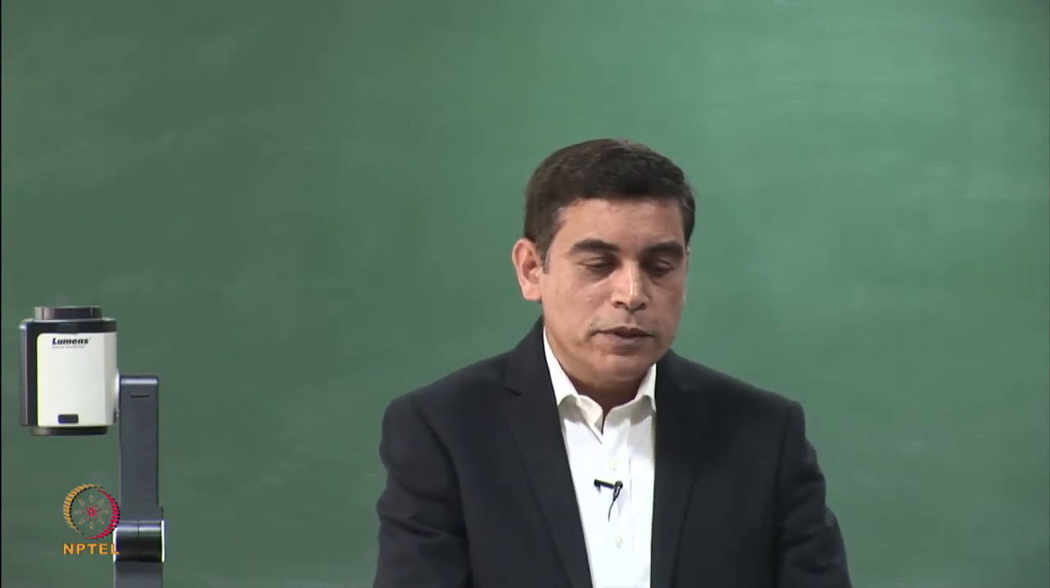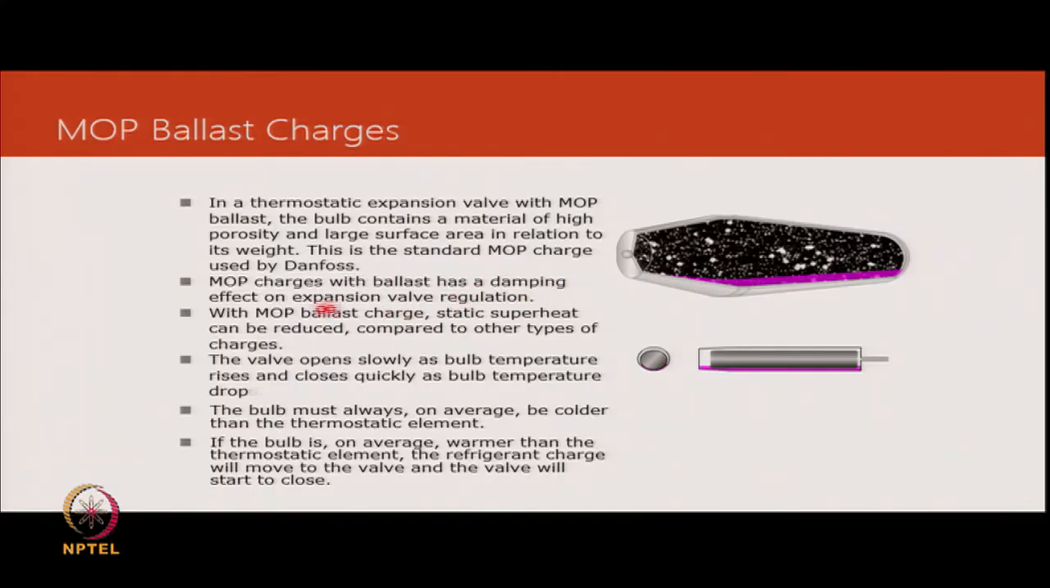So, what an MOP charge with a ballast does is it has a damping effect on expansion valve regulation. And one of the companies that I worked for uses this as a standard MOP charge. The valve opens slowly as bulb temperature rises, closes quickly as bulb temperature drops. The bulb must always on average be colder than the thermostatic element, and the refrigerant charge will move to the valve, and on average it will perform better.